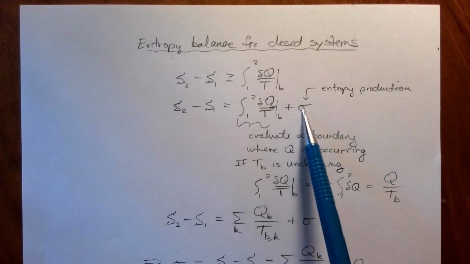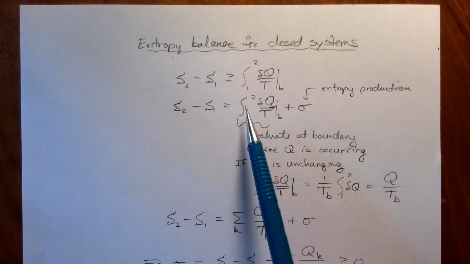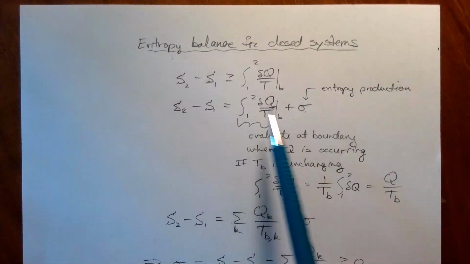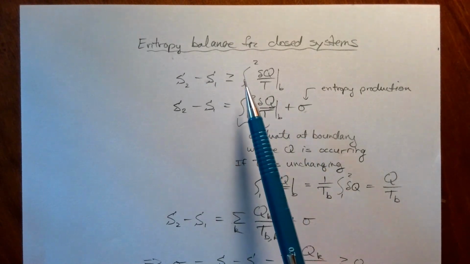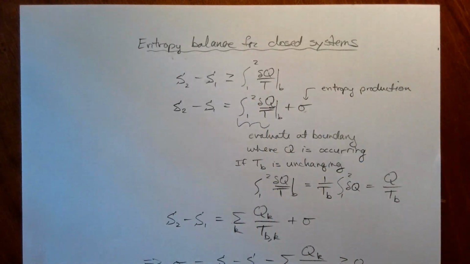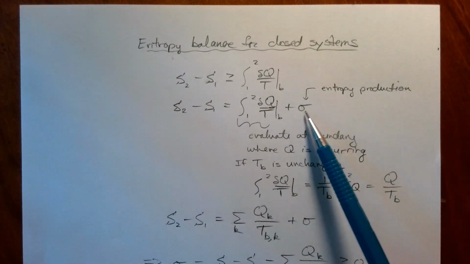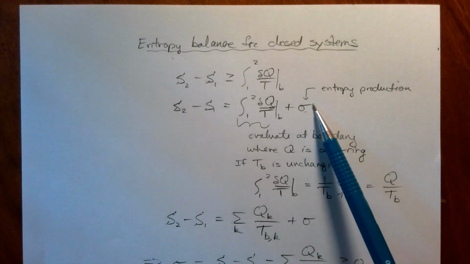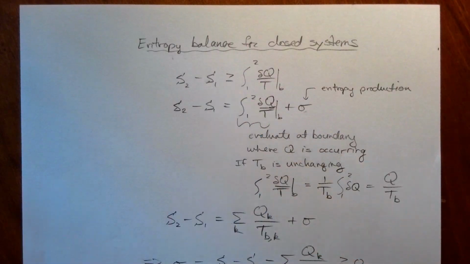If sigma is equal to 0, then this is the internally reversible case. If it's greater than 0, then that satisfies this inequality, and it's a physically possible device. It satisfies the second law. If entropy generation is less than 0, it violates the second law. So that's the idea of entropy production: to force that to be a balance in the equation.